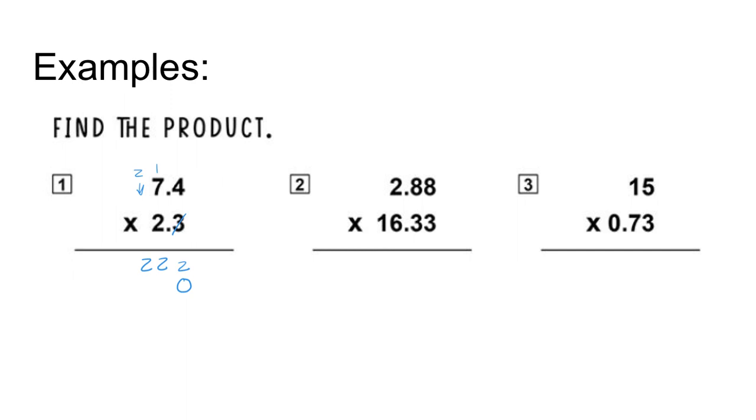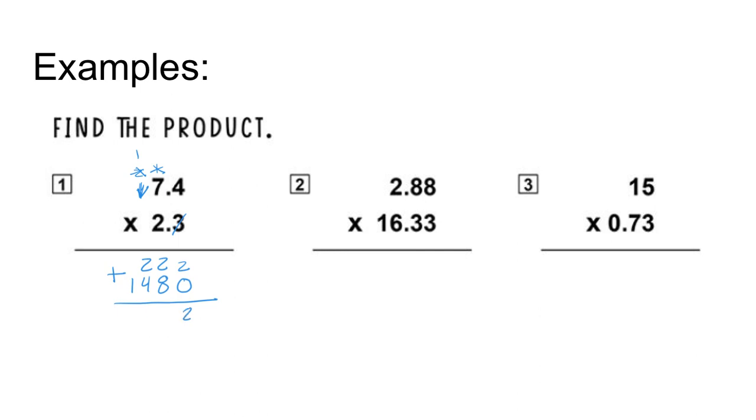I'm also going to draw lines through these because I don't want to accidentally use those numbers again. 2 times 4 is 8. 2 times 7 is 14. I'm going to bring the 4 down, carry the 1. Again, there's nothing here for it to stop at, so I'm going to bring it down. Draw a line, and now I add those numbers.